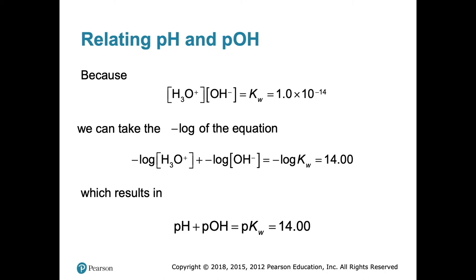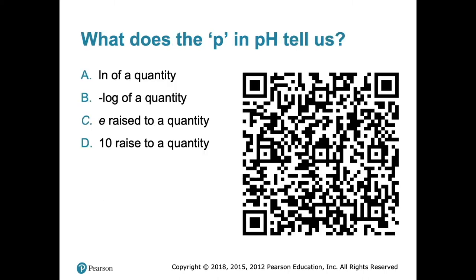So you'll get problems and questions from me in the assignments and in the quizzes and in the exam that tell you, I'll give you this concentration of something, and you'll have to use these relationships right here to figure out what the pH is, what the pOH is, what the concentration of hydronium is, or the concentration of hydroxide is, okay? So your next question is this. What does the P in pH tell us?